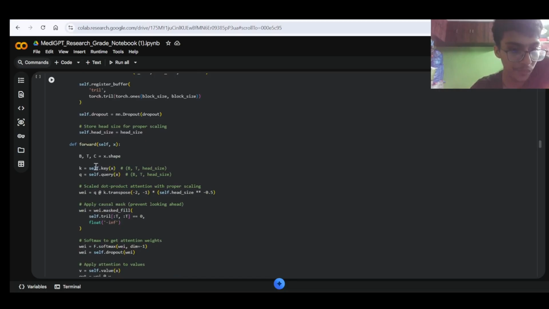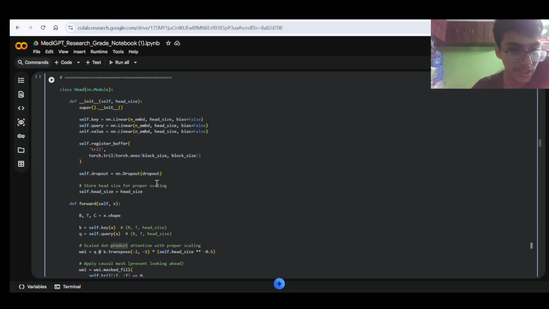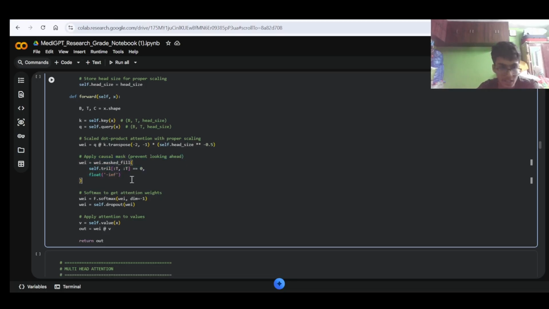So that is all. You can see batch size, then sequence length, and the context length. These are all the things. Now you can see here what is done is Q into K transpose, which is the formula. And then you will ask what is this done. Now this is just doing proper scaling by the head, because we are doing this with respect to head size. So that is what is done. Apply the causal mask to prevent looking ahead, as I explained to you.